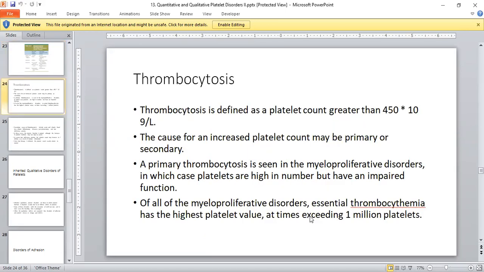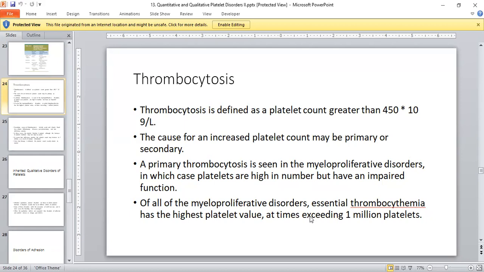The previous ones were conditions that lead to thrombocytopenia. We saw some of the causes of thrombocytopenia that are not disease related, then the ones that are disease related. So the other problem can be thrombocytosis. This is the opposite of thrombocytopenia. It is an increased count of platelets, a platelet count greater than 450.